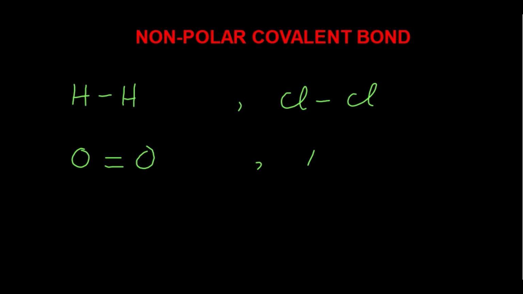For example, bond in hydrogen molecule between hydrogen atoms is non-polar covalent bond. Similarly, bond in chlorine molecule between chlorine atoms is non-polar covalent bond. Bond between oxygen atoms in oxygen molecule is non-polar. Between nitrogen atoms in nitrogen molecule is non-polar. Whenever covalent bond is formed between like atoms which have same values of electronegativity, then the covalent bond is always non-polar. I hope non-polar covalent bond is clear to you.